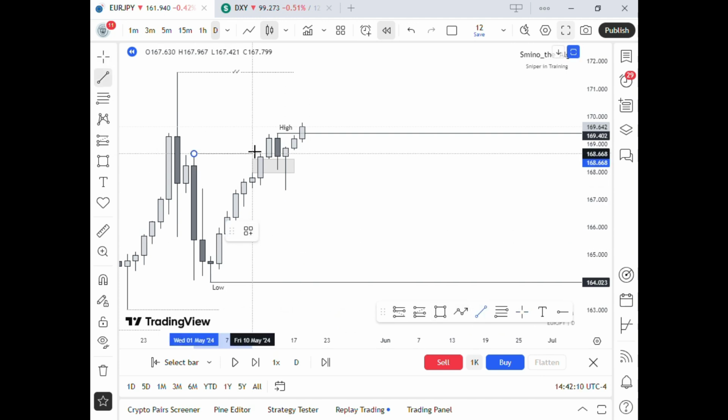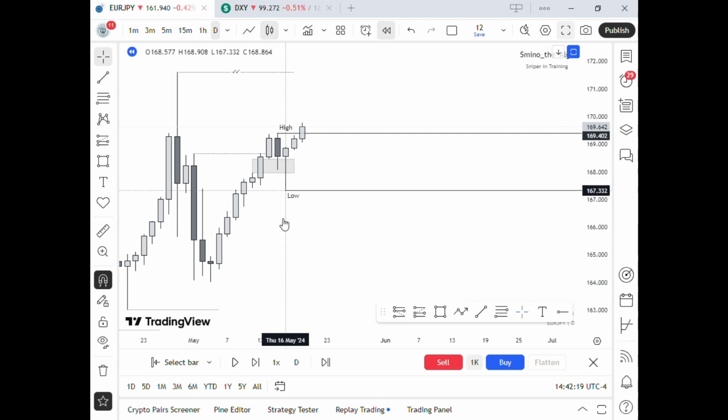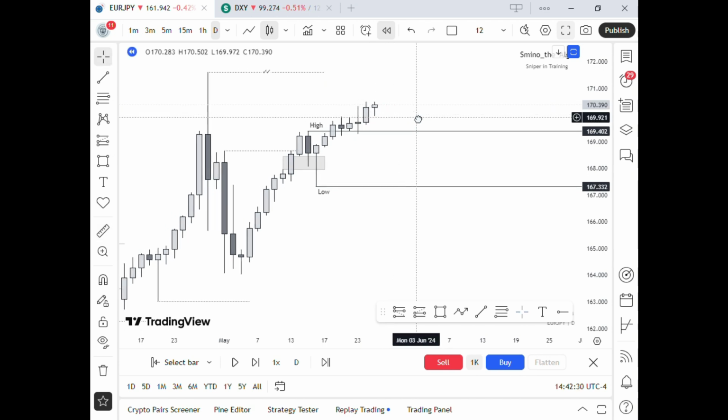Because since it broke out on this day, we're bullish from this day and forward. And the swing low we have now is right over here. So now we're still bullish, targeting this high. We're still maintaining bullish price action.